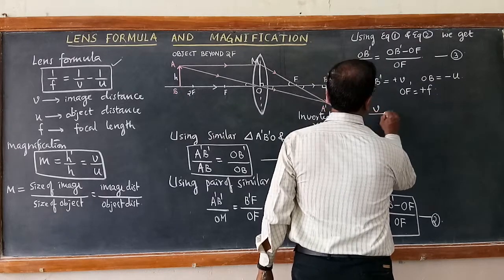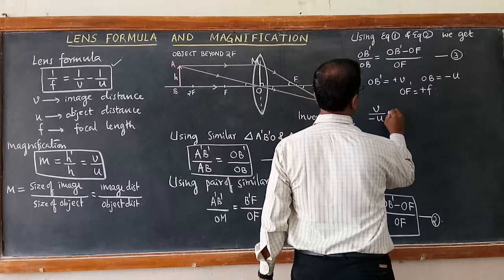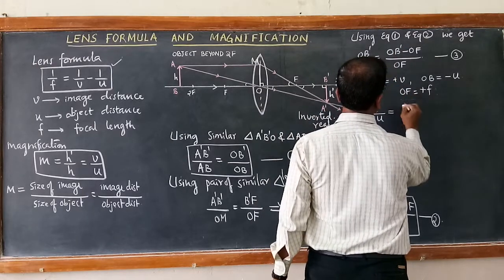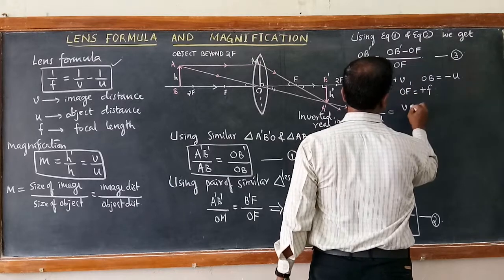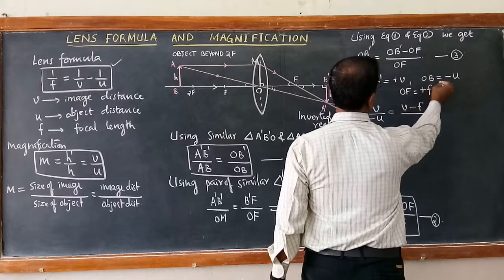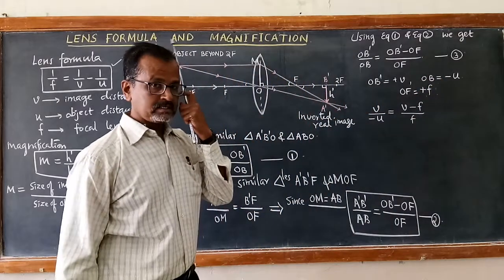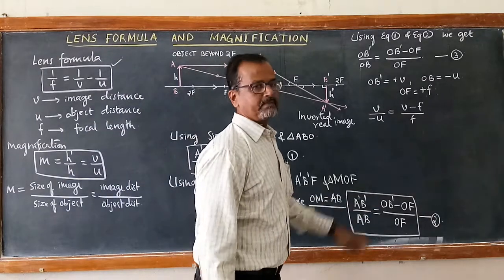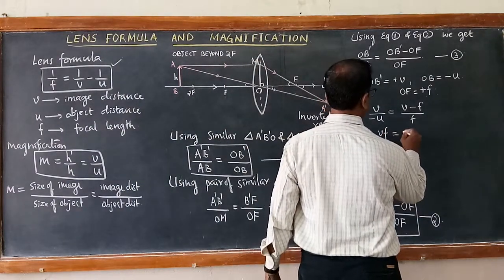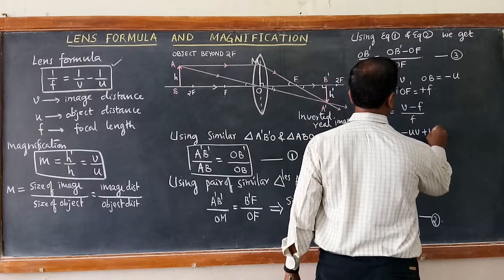Plus B divided by minus U is equal to, what is OB dash? OB dash is B minus F divided by OF, which is plus F. So thus we get a simple equation. Now cross multiplying, we get VF equal to minus UV plus UF.